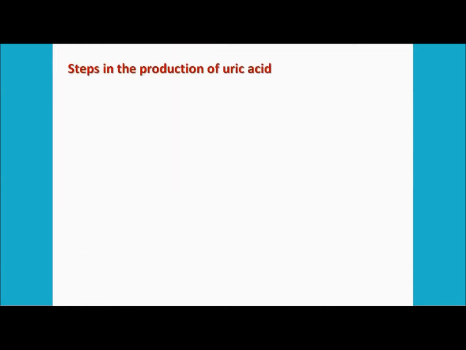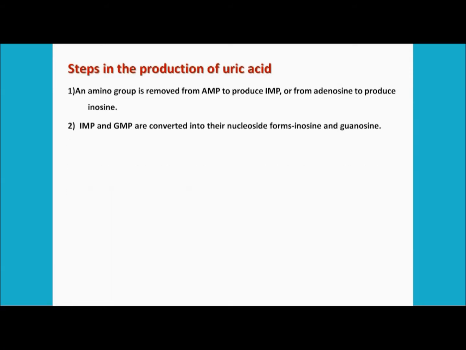So let's discuss what the steps are. Sequentially, in the first step, an amino group is removed from AMP to produce IMP, inosine monophosphate, or from adenosine to produce inosine. That is the first step. In the next step, IMP and GMP are converted into their nucleosides.